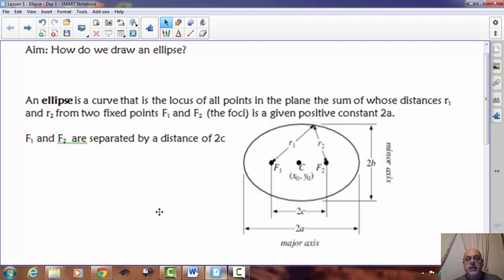As you can see, this ellipse is long, and it's more wide, rather, wide left and right, than it is tall, top to bottom. So the major axis is the longer of the two. So we can see that the major axis of this ellipse is the horizontal axis, or the x-axis, because it's wider left to right than it is tall top to bottom, and the distance 2b is the minor axis.